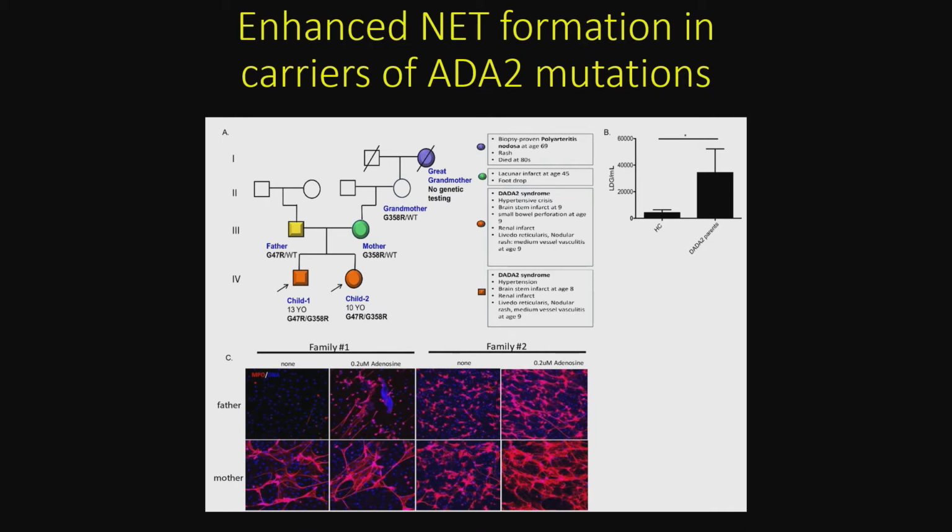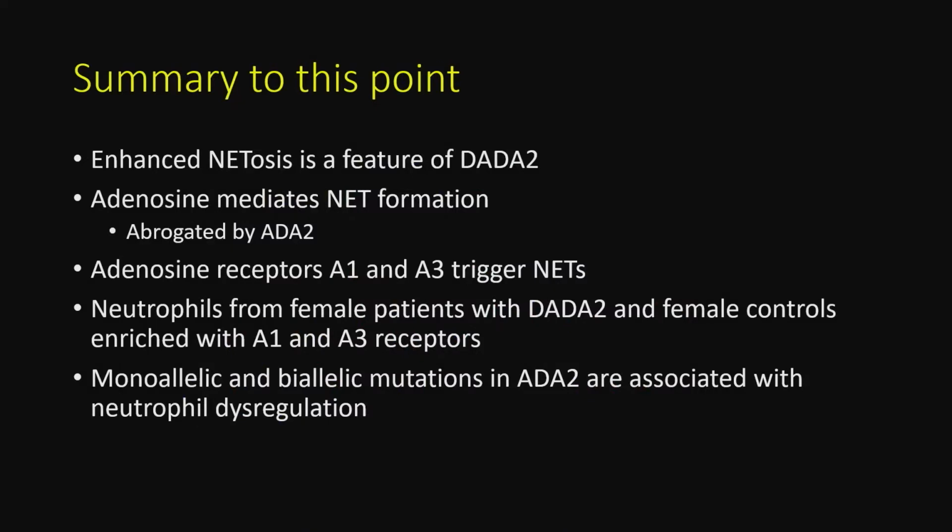So up to this point, on the last section of the talk, we see that enhanced netosis is a feature of DADA2, that adenosine mediates NET formation, that it's abrogated in the presence of recombinant ADA2, that adenosine receptors A1 and A3 trigger NETs, that neutrophils from female patients with DADA2 and female healthy controls are enriched with A1 and A3 receptors, and that monoallelic and biallelic mutations in ADA2 are associated with neutrophil dysregulation. So in the last bit, I want to talk to you about how NETs may interact with macrophages in DADA2.